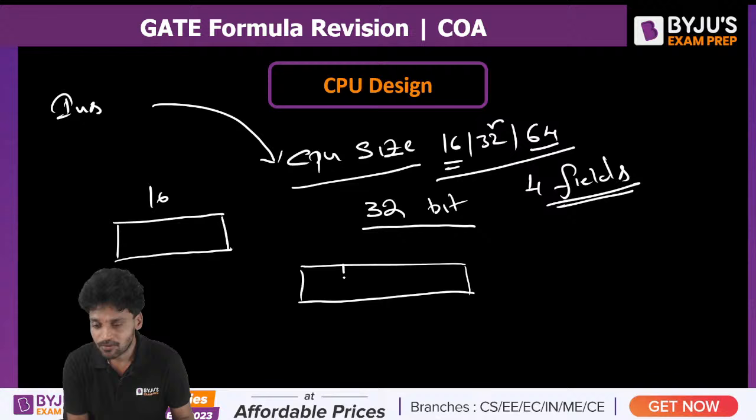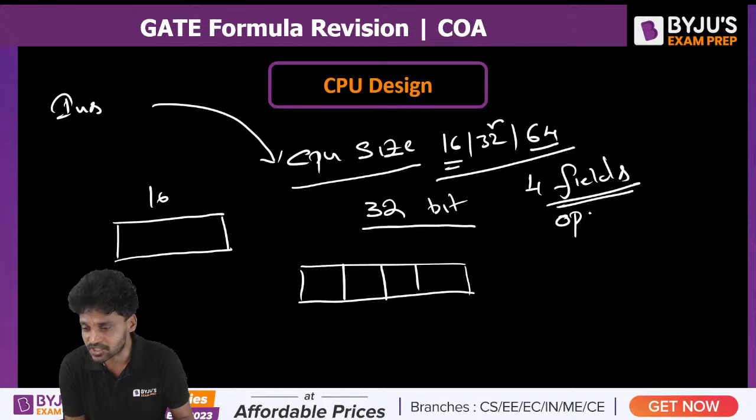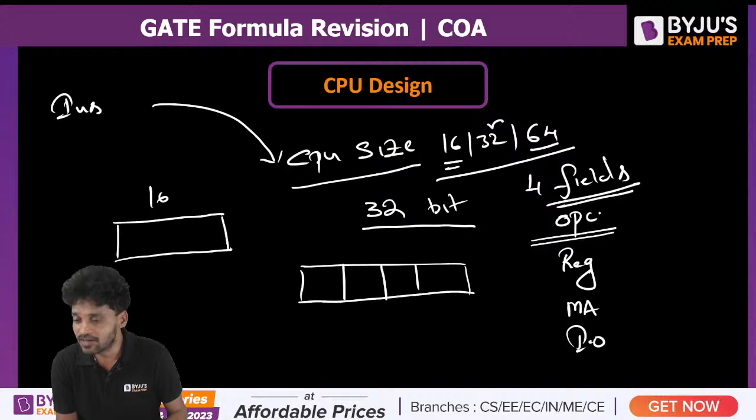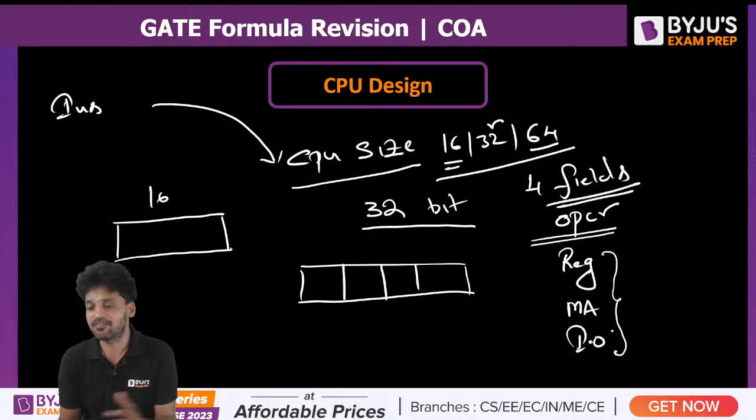1, 2, 3, 4. What are these fields? For an example, every instruction will have an opcode field. Every instruction will have maybe some register field, a memory address field, an immediate operand field. But surely, every instruction in every system, in every processor, will definitely have an opcode field. All the other fields will vary from system to system.